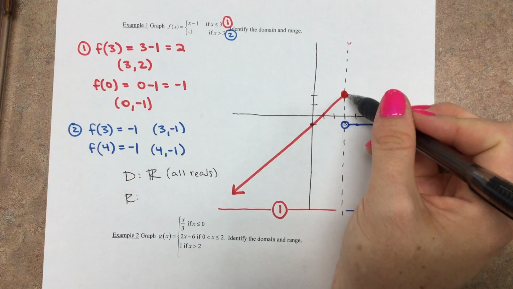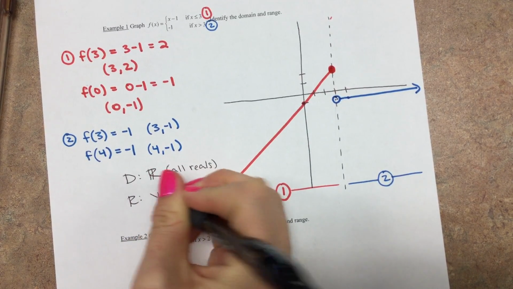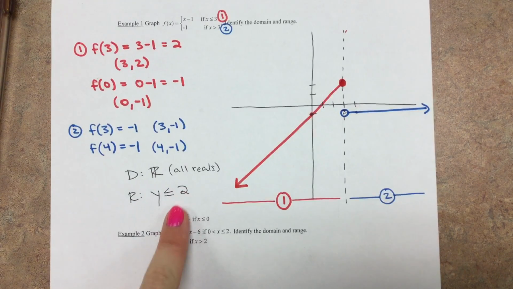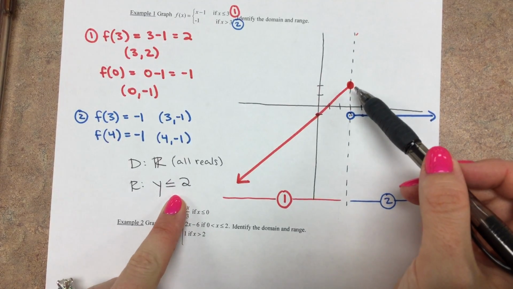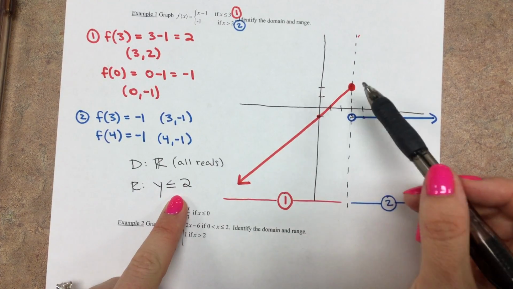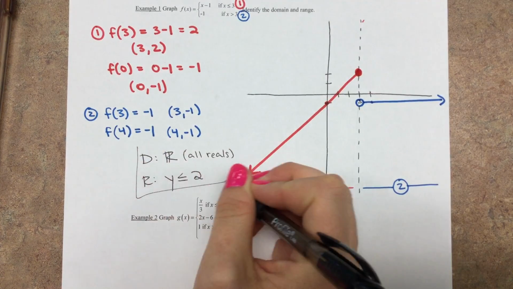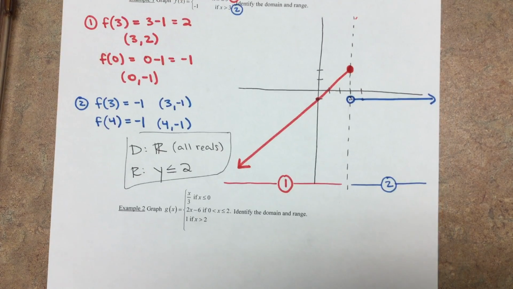So if we see the highest possible point is a value of 2, what we say is that y can be anything less than or equal to 2. We include the "or equal to" because the 2 actually is part of our range, and then it goes down forever from there. So 2 is the highest possible value, and then it just goes down from there. So that would be our domain and range. That's the last thing you guys need to include.